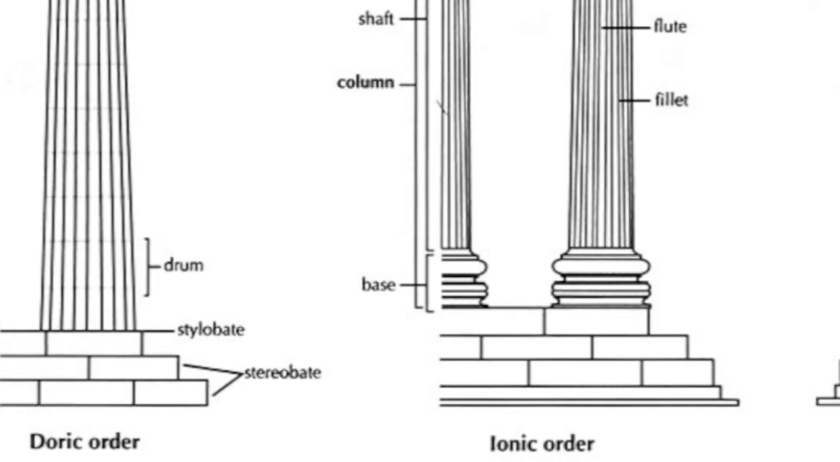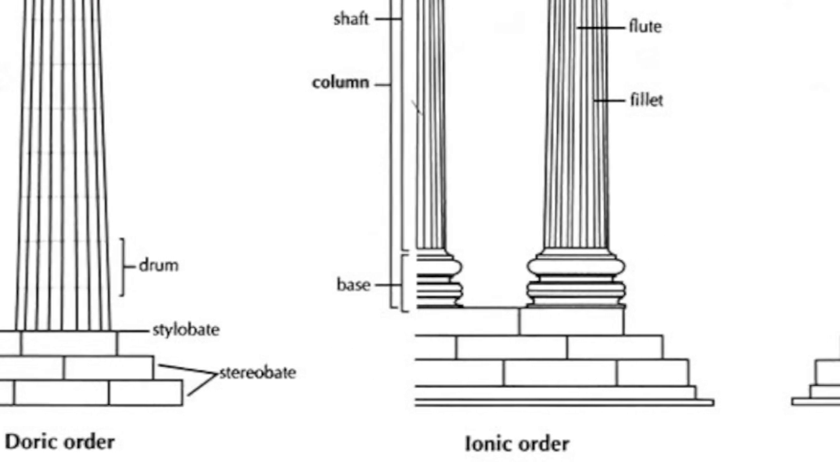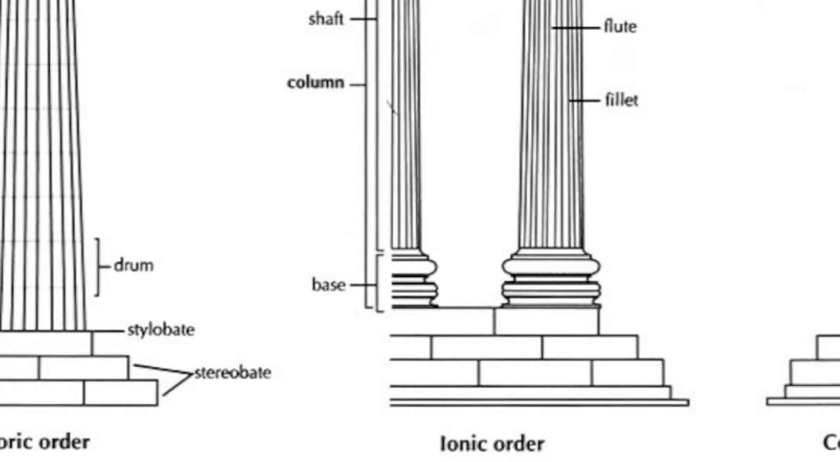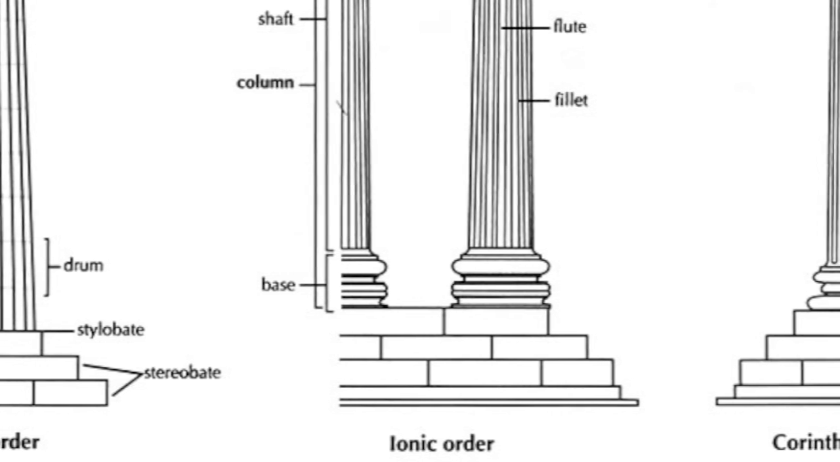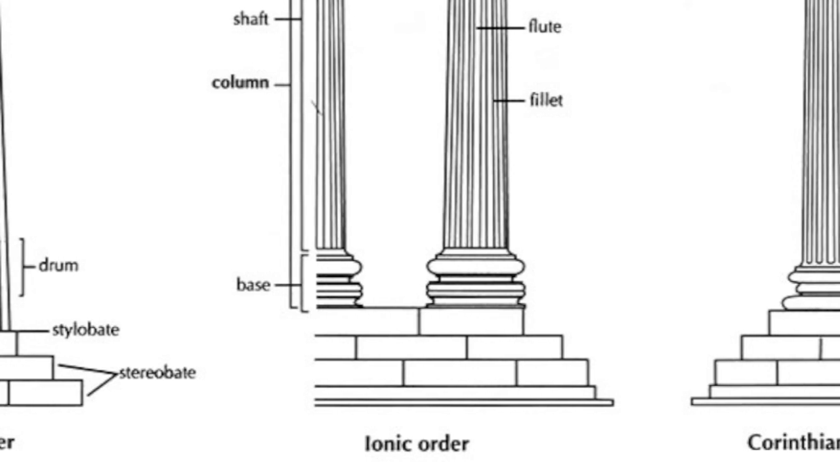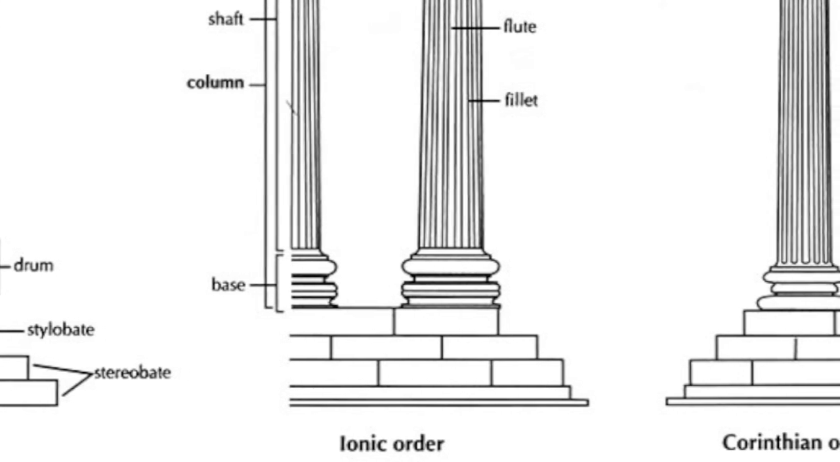The Greeks developed an order system of classifying column design. These orders are Doric, Ionic, and Corinthian. However, the Romans expanded this order to also include the Tuscan and Composite order.